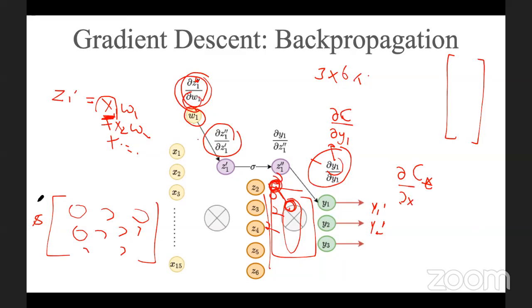In NumPy, you can just multiply S with this matrix directly, whatever your step size is, and you subtract that from your weight matrix, and that's how you get your new weight matrix, right? And that is all there is to it.